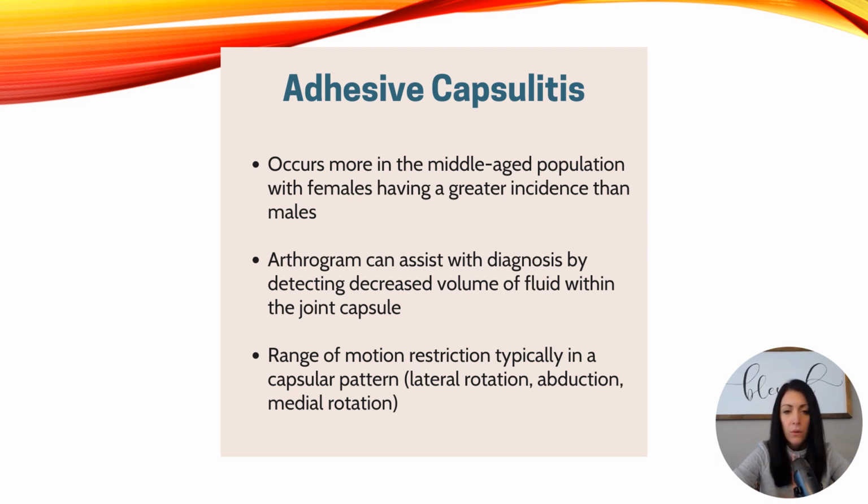An arthrogram can assist with diagnosis by detecting decreased volume of fluid within the joint capsule. And range of motion restriction is typically, like I said, in that lateral rotation, abduction, and here they mention medial rotation. So see, the other capsular pattern I mentioned, that is from your Kisner and Colby textbook, and this PowerPoint slide information is with Score Builders. So when in doubt, I would just go to Score Builders. So lateral rotation, abduction, and medial rotation, and then flexion, I guess, is followed after that.